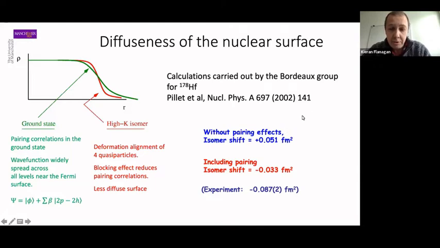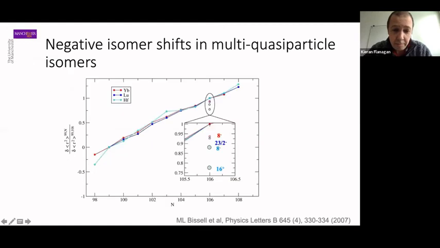This was done by the Bordeaux group back in 2002. Without any pairing effects introduced into the calculations, they get a positive isomer shift for the excited states, and with the pairing correlations included, they get a negative isomer shift, which is smaller than that seen in the experiment, but in the right direction. Now, we should say, I'll just go back 2 slides.